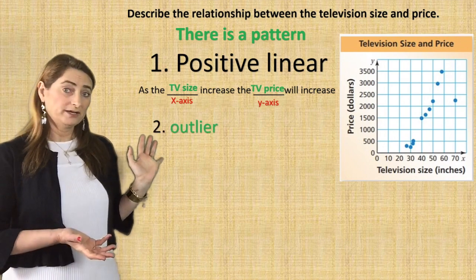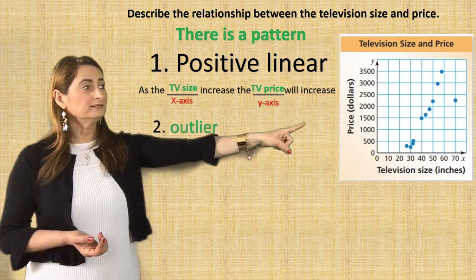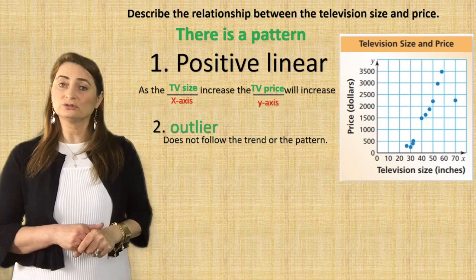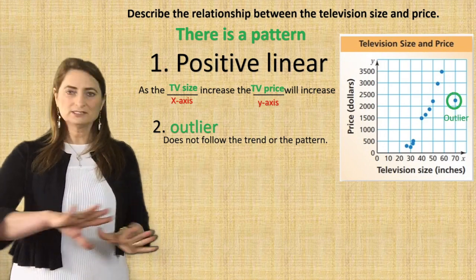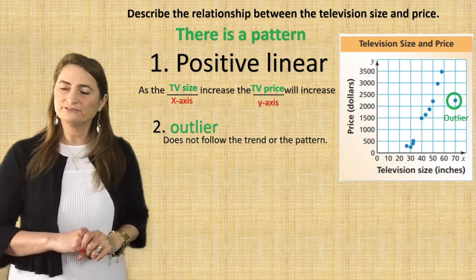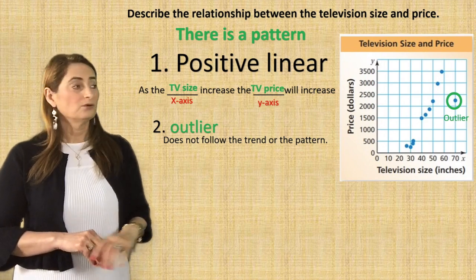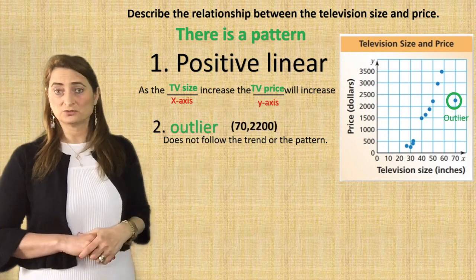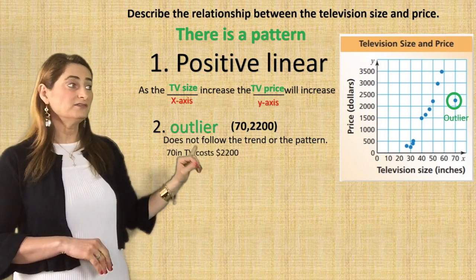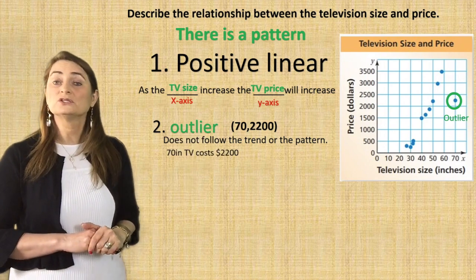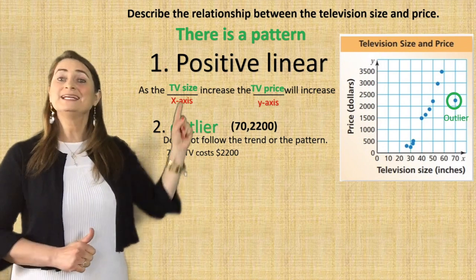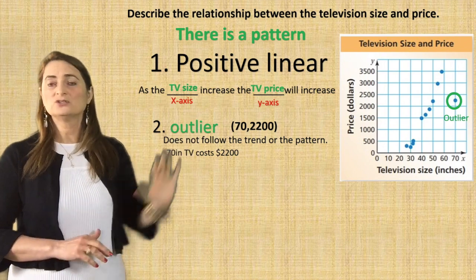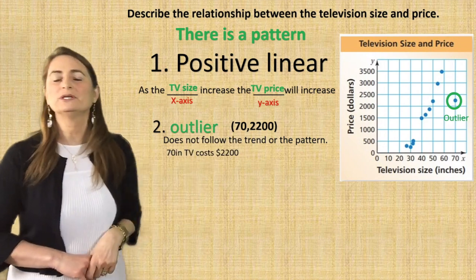Now, is there an outlier? Look at that green circle over there, which is far away from the data. That's an outlier. It does not fit the pattern. Watch how 70, 2,200, it means the 70-inch TV costs $2,200. That's a bigger TV for a cheaper price. It does not follow that pattern, so we call it an outlier. We're not going to even count it.